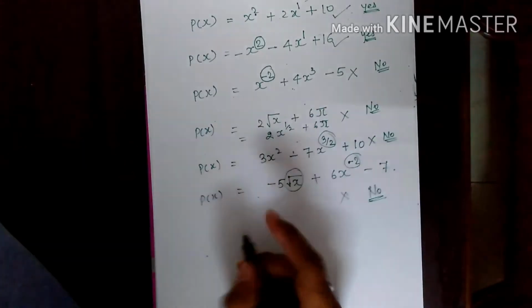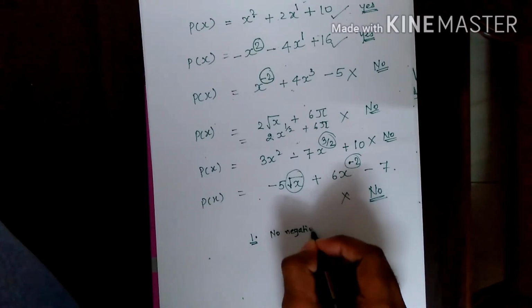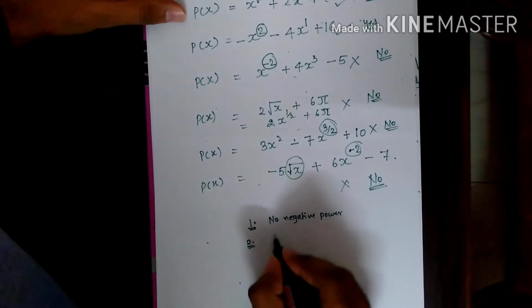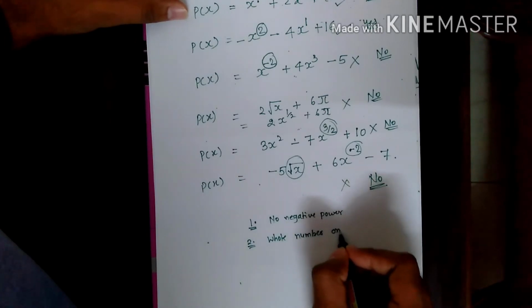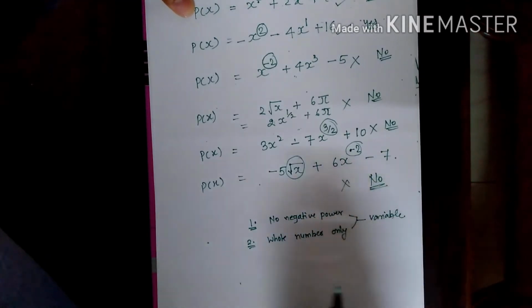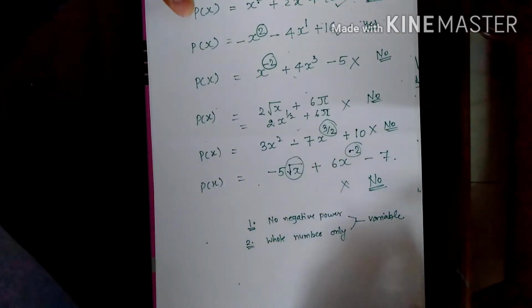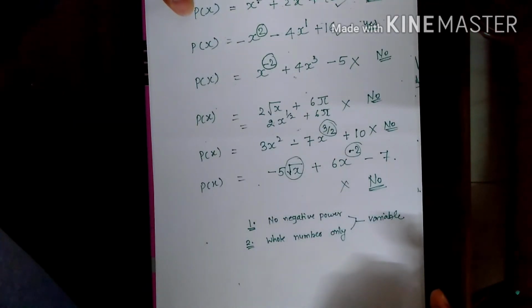What you need to remember: the first point is no negative power, and the second thing is that it should be a whole number only for the power of the variable. The variable should have no negative power, and if it has a power, it should be a whole number only. Only those expressions will be polynomials. Is it clear?